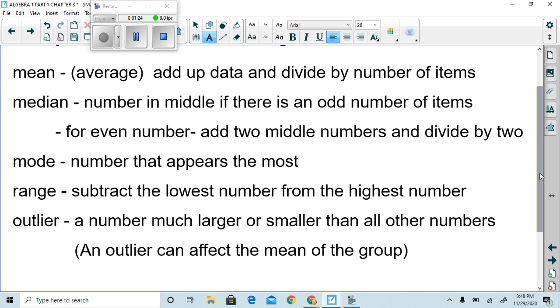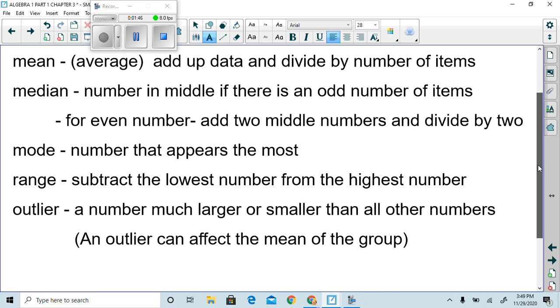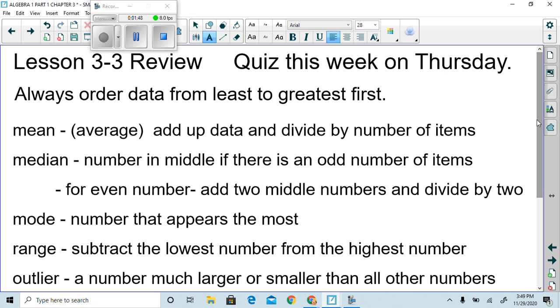And then went on to range, and range is the difference between the highest and the lowest numbers, so you need to subtract the lowest from the highest. And an outlier is a number that's either much larger or much smaller. Some of you thought it had to be larger, but it could be larger or smaller than all the other data numbers. So this outlier will affect the mean of the group, because when you're adding them all up, if there's one number that's a lot larger or a lot smaller, it's going to affect the average.